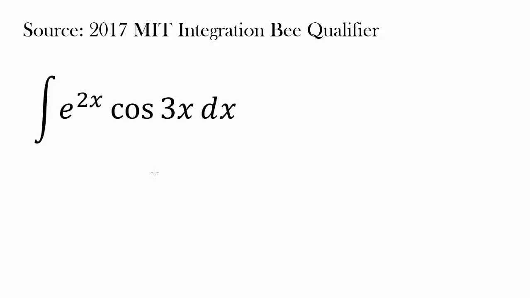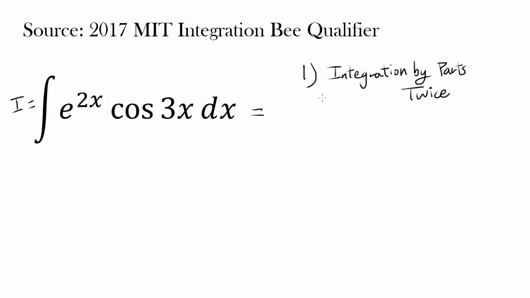Today, we will try to integrate e to the 2x times cosine of 3x dx. Now, there are two ways that I know of doing this systematically. One way is to use integration by parts twice. What is going to happen when you try this is, if you let the entire integral be I, when you use integration by parts twice, you are going to get some expression with I inside it. And using some manipulations, you should be able to find the value of I.